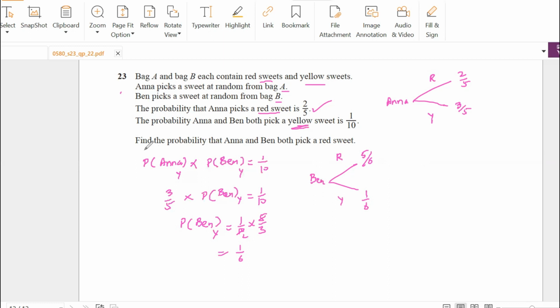So the last thing: find the probability that Anna and Ben both pick red sweets. So for red, for Anna as well as Ben, I will take 2 over 5 multiplied by 5 over 6. Once you simplify, the 5 and 5 cancel, so we have 2 over 6, which means 1 over 3. This is our last answer, the probability that Anna and Ben both pick red sweets.